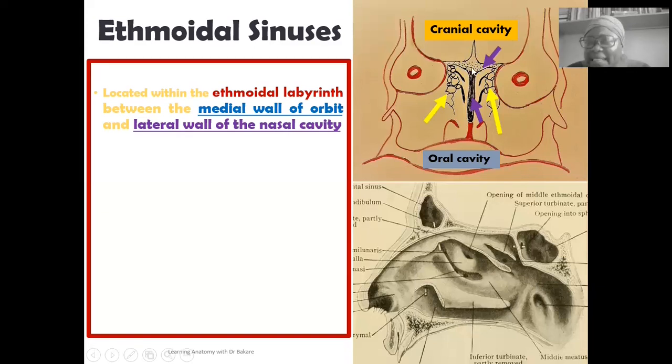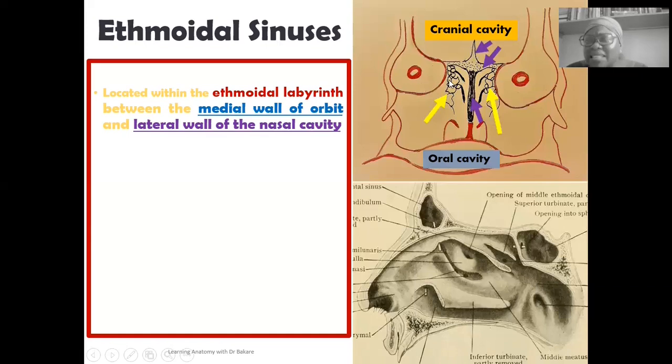Then you also have an extension from the cribriform plate here that is also arrowed in purple, that is called the crista galli. This crista galli forms a connection with the falx cerebri. The falx cerebri is a fold of dura mater that helps to separate the two cerebral hemispheres within the cranial cavity. So this is like giving a structural connection to the contents of the cranial cavity. So you have this crista galli here.